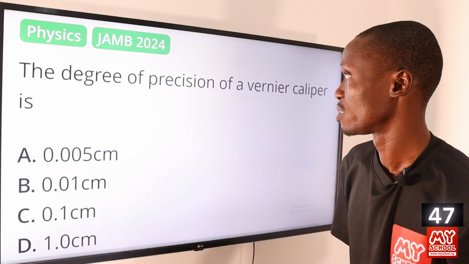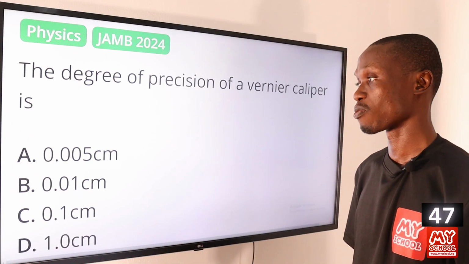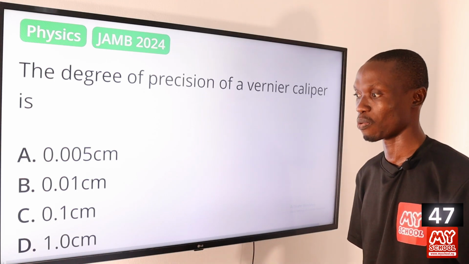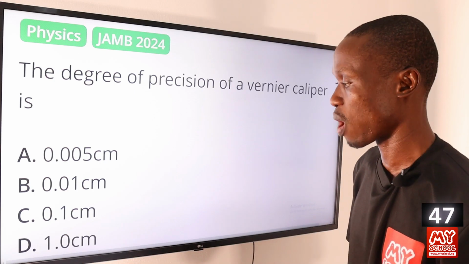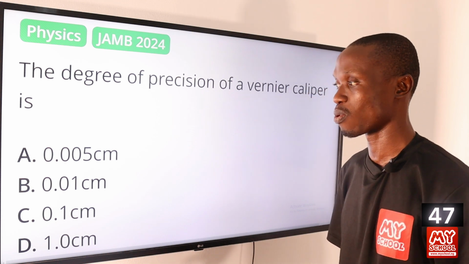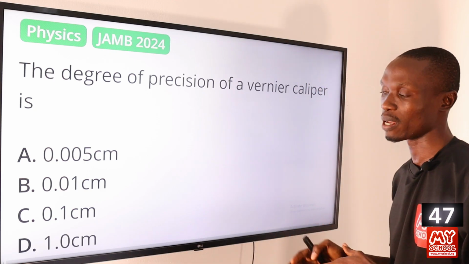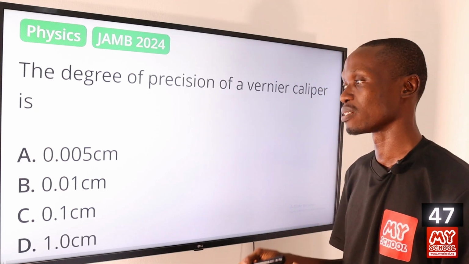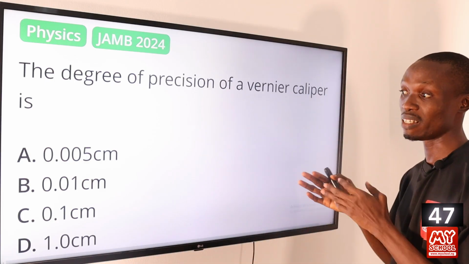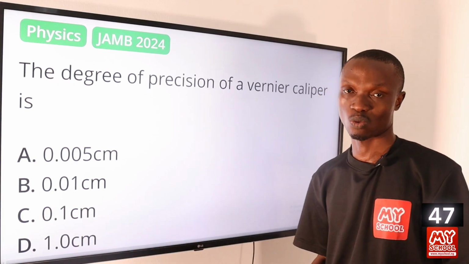Question 47. The degree of precision of a vernier caliper is: A, 0.005 centimeter; B, 0.01 centimeter; C, 0.1 centimeter; and D, 1.0 centimeter. So the answer to this question is option B, 0.01 centimeter. This simply means that the vernier caliper can make measurements to the nearest hundredth of a centimeter. So that makes option B the correct answer to this question.